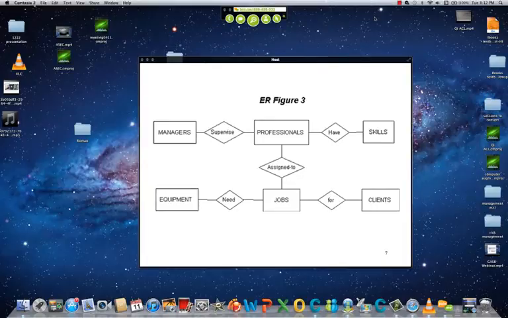So we have a job, right? So for the jobs, we assign professionals to those jobs. For some jobs, we need some equipment, which we have in our firm. And finally, we perform the jobs for clients, right? Okay? So this is kind of a story, right? You look at this and, well, you try to understand the business to some extent. Okay? Questions? Are there any questions at this point?